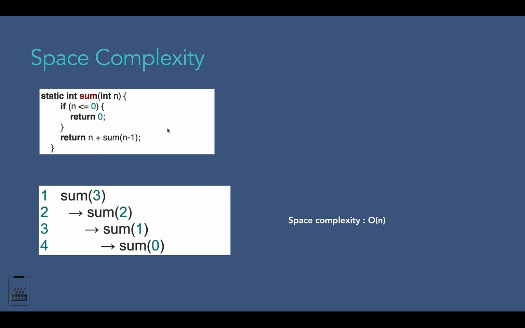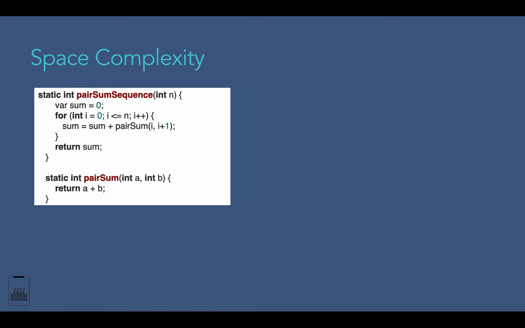On the other hand, there are some cases where n calls do not take O(n) space complexity. It means not all cases of n calls require O(n) space complexity. For example, in this case, we are calling the pair sum function inside the pair sum sequence function n times. But here the space complexity is O(1) because we don't have to remember the previous call to come back to it. So that's why in this case, the space complexity will be O(1).